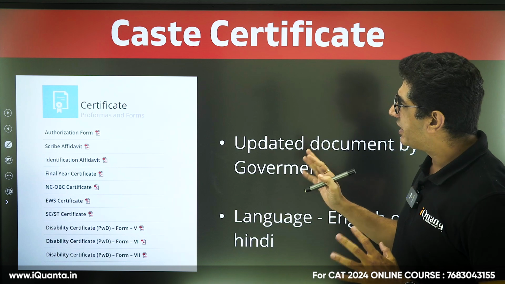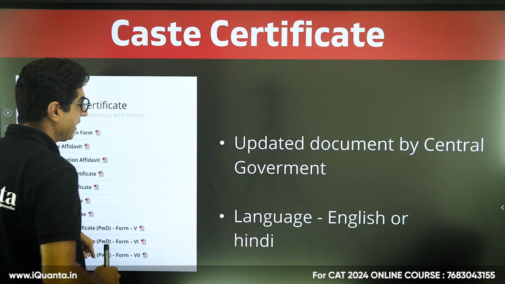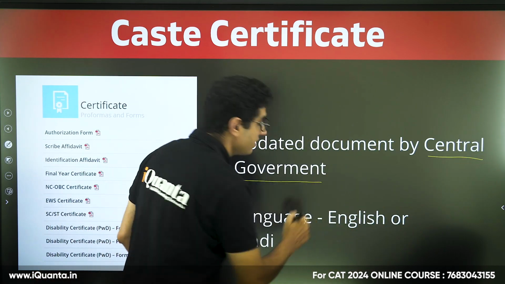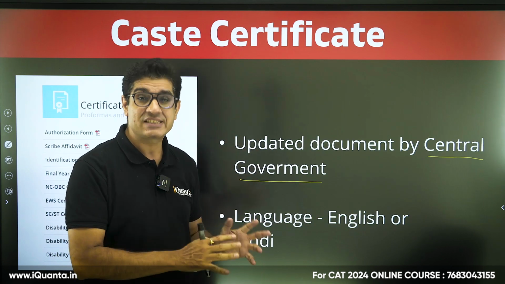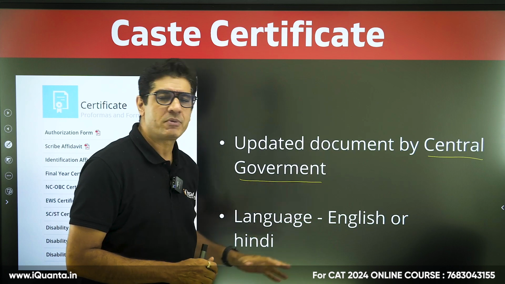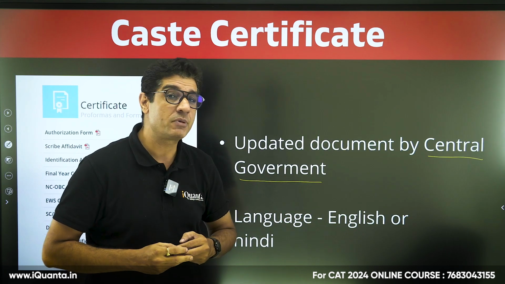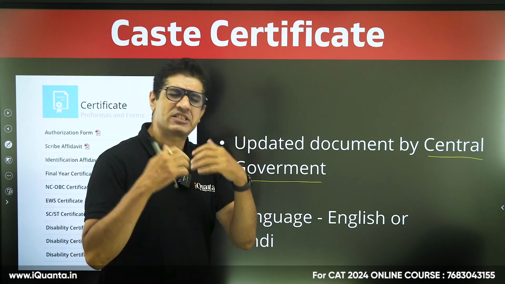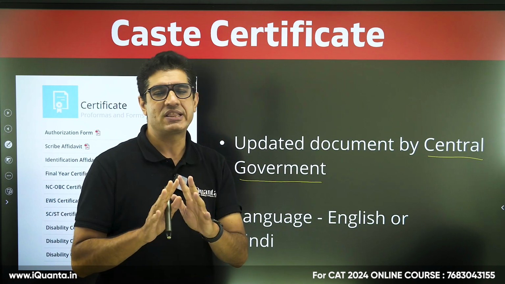Okay, so when it comes to caste certificate, there are a couple of important things that I want you to keep in mind. First up, the document must be issued by the central government. The state government documents are not necessarily considered valid. Now, if you have a central government issued document, fantastic. If you don't have a central government issued document, what do you do? In that particular case, whichever document that you have, even if it is issued by the state government, upload that.